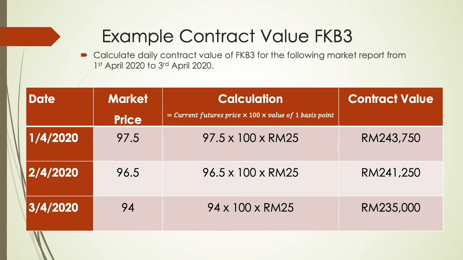So the contract value is 243,750. For 2nd April, the market price at 96.5 times 100 times 25. So you get contract value 241,250 ringgit. And the 3rd April price at 94. So 94 times 100 times 25. So the contract value at the 3rd April is 235,000 ringgit Malaysia.